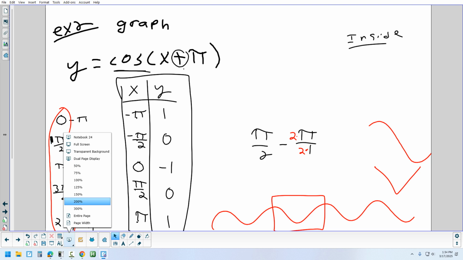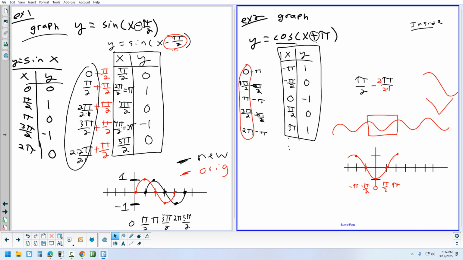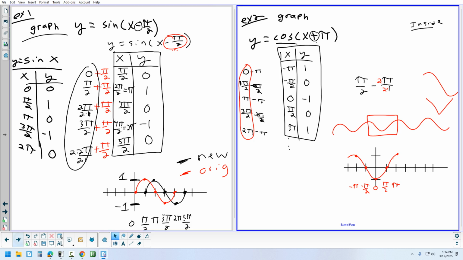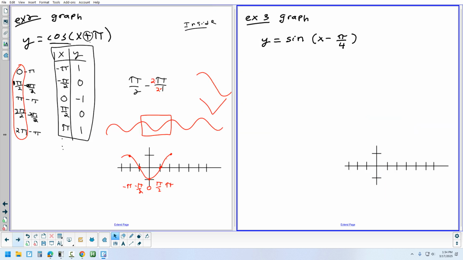Was this one a bigger or smaller shift than the last problem? Bigger. That was twice as big. This was a shift of pi. This one was a shift of half pi. How about this one? Is this one bigger or smaller than the last one? It's much smaller. It's a quarter of the amount of the last problem. So this is a very small shift. It's x minus pi over 4.